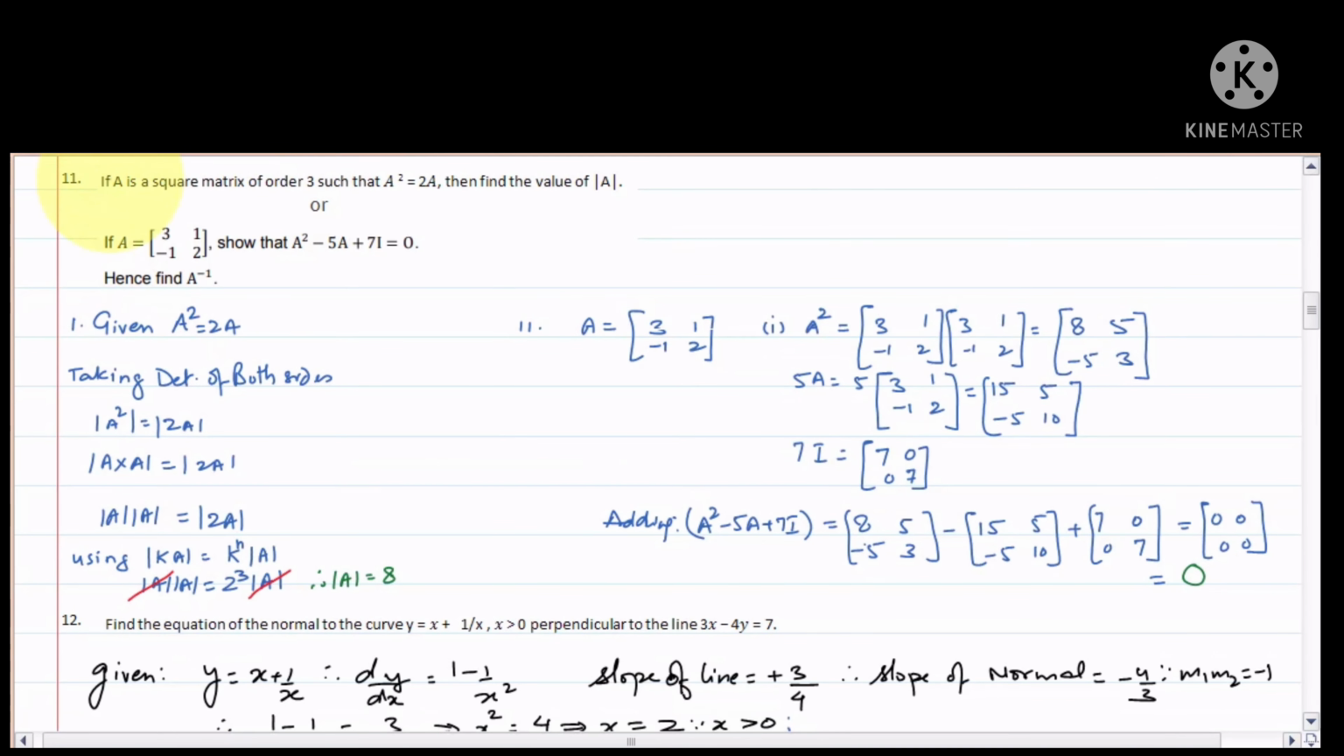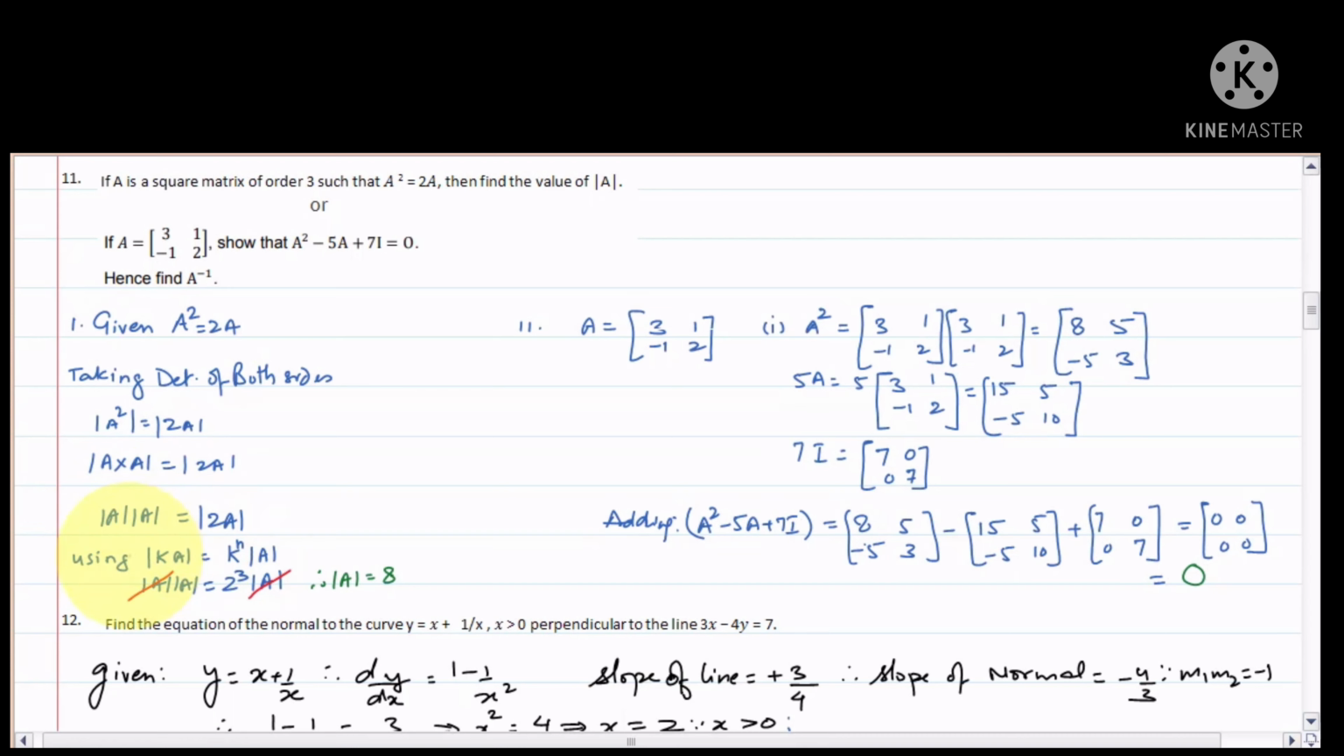Question number 11 has two parts. If A is a square matrix of order 3 such that A square is equal to 2A, then find the value of determinant A. So going for the solution of first part, it is given A square is equal to 2A. So taking determinant of both the sides, determinant of A square is equal to determinant of 2A. A square can be written as A into A. And we know the value of the determinant, that means determinant of A into B can be written as determinant of A into determinant of B. So we have separated them, it is equal to determinant of 2A.